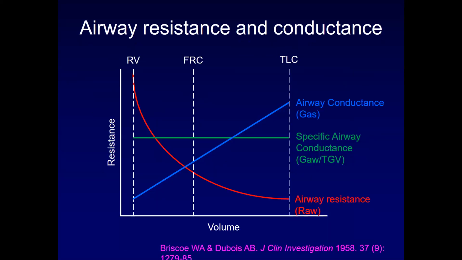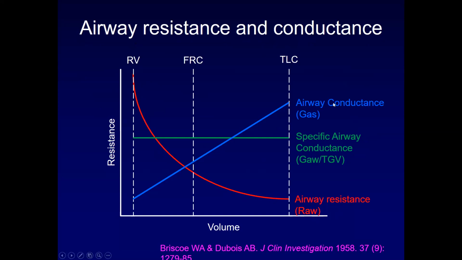This is a graph for airway resistance, conductance, and specific conductance. As you can see here, airway resistance is a curvilinear shaped curve that goes downward from residual volume to total lung capacity. If you think about it logically, that makes sense. When the lung itself is not inflated, there's more resistance in the airways. As the lung becomes greater and greater inflated, as you get closer and closer to total lung capacity, your airway resistance goes down.